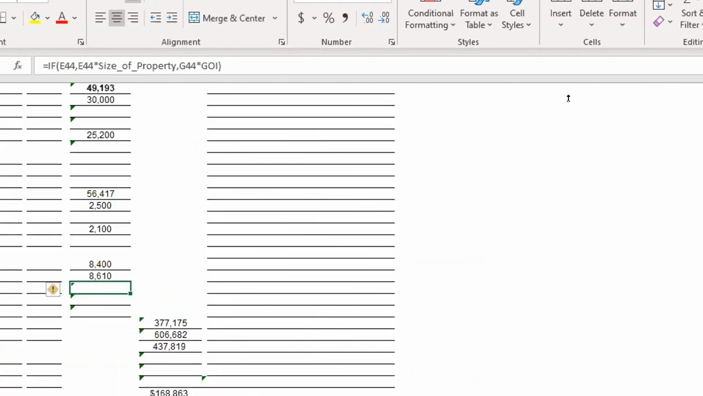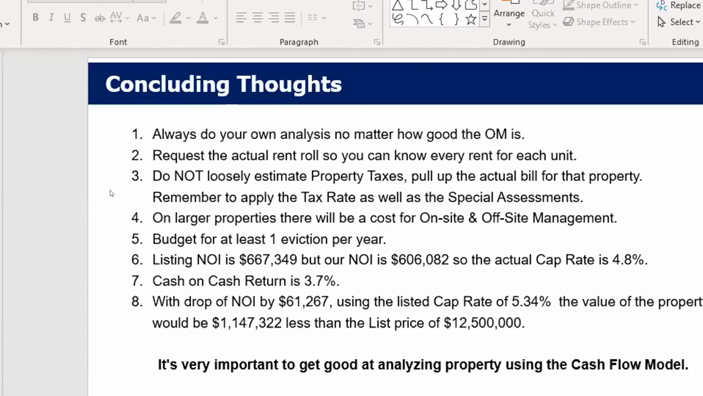Now what I'm going to do, I'm going to come to my last point here. Can you guys see here? Hold on one second. I'm going to show my concluding thoughts. Okay, everybody seeing that? All right.